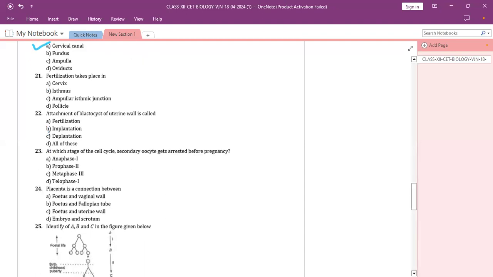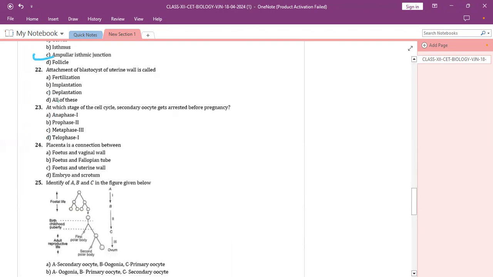21st one. Fertilization takes place in A, cervix, B, isthmus, C, ampulla isthmic junction, D, follicle. Students, as we know very well, the secondary oocyte will be present in the ampulla isthmus junction, and as the sperm enters, fertilization takes place in the fallopian tube at the ampulla isthmic junction. So option C is the right answer.